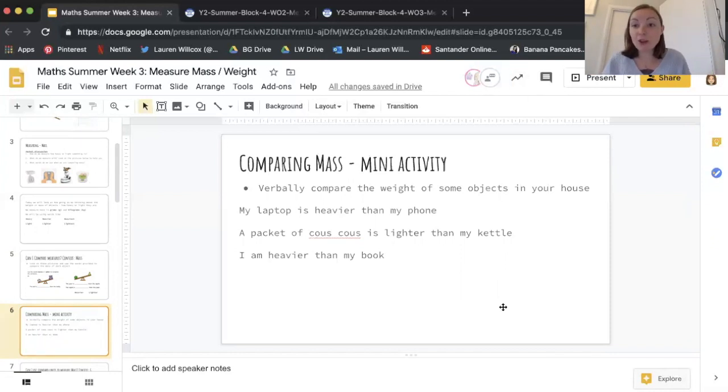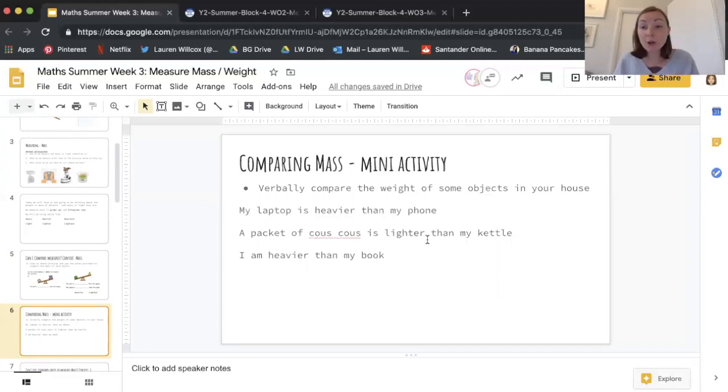A packet of couscous is lighter than my kettle. I've been in my kitchen this morning, picking up all my objects and thinking which one is heavier and which one is lighter. And I am heavier than my book. I couldn't carry me around on my back all the time, but I can carry my book in my backpack with lots of other things. So it's definitely lighter than me.